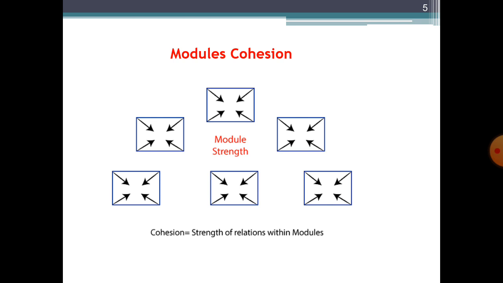Coupling is the interdependency between two modules, while cohesion is the intradependency of elements within a module, which denotes the strength of a module. Cohesion is the strength of relations within modules. So your program should have minimized coupling and high cohesion, which strives for a good design.